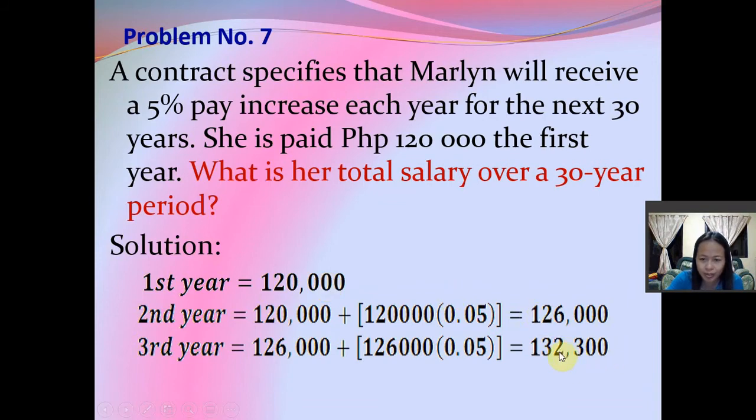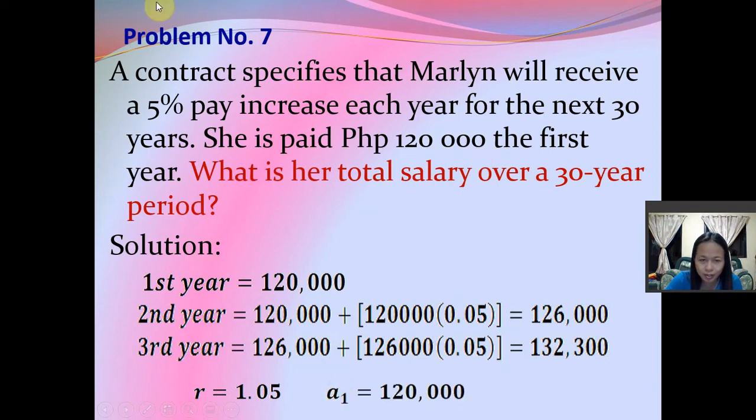Okay, if we divide third by second and second by first, we come up with a common ratio, and that is 1.05. Here, 132,300 divided by 126,000 is 1.05, or 126,000 divided by 120,000 is also 1.05. Since we have a common ratio, these terms represent terms of a geometric sequence.